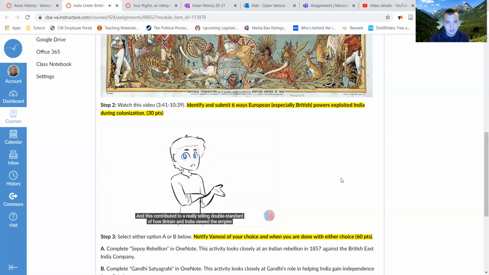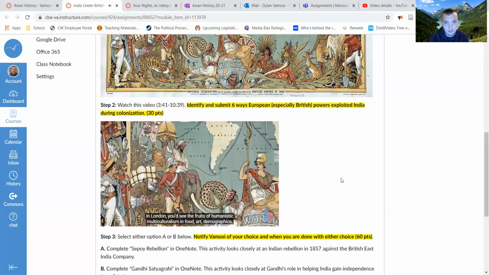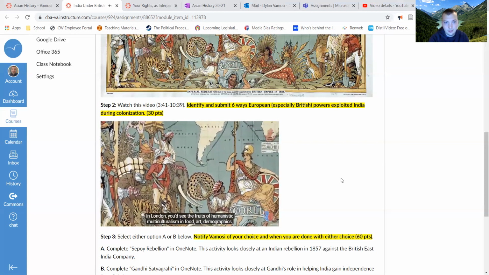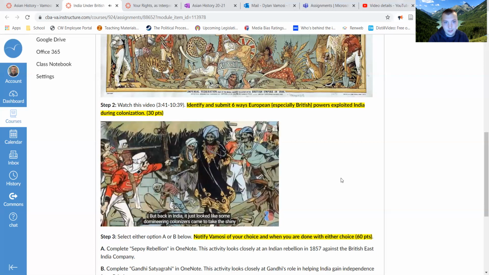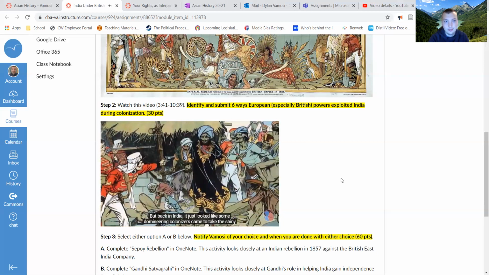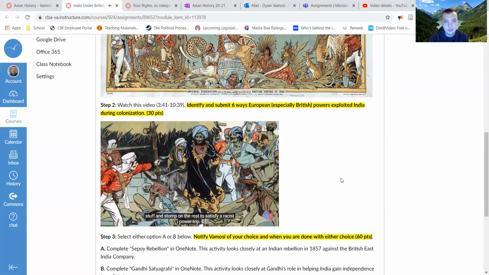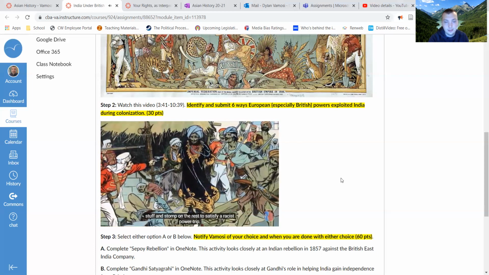And this contributed to a revealing double standard of how Britain and India viewed the empire, or Britain and anyone else for that matter. In London, you'd see the fruits of humanistic multiculturalism in food, art, demographics, and mind-numbing economic power. But back in India, it just looked like some domineering colonizers came to take the shiny stuff and stomp on the rest to satisfy a racist power trip.